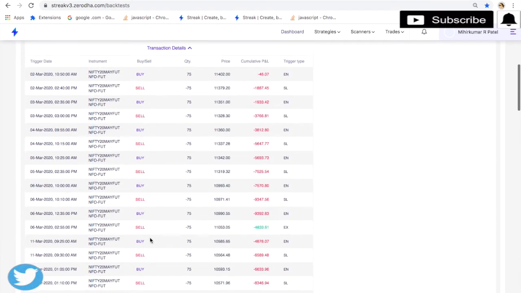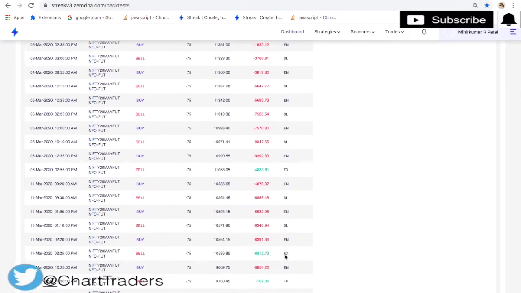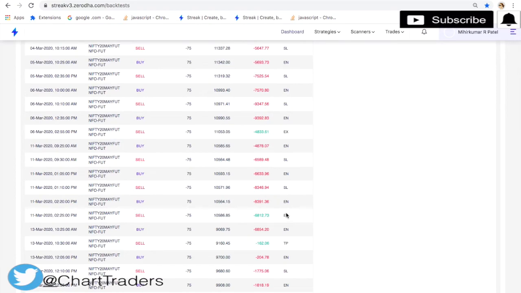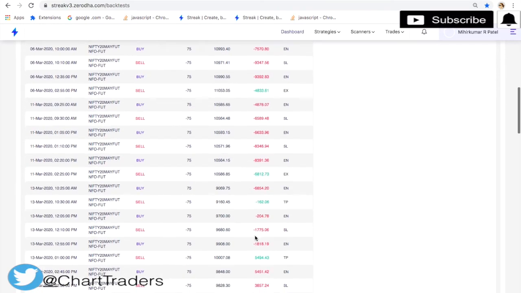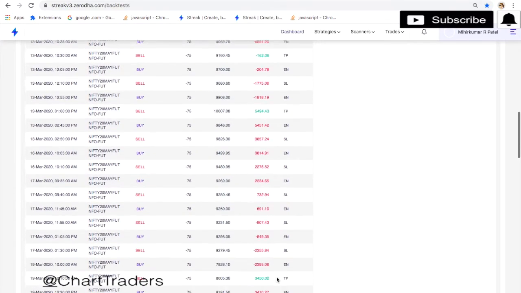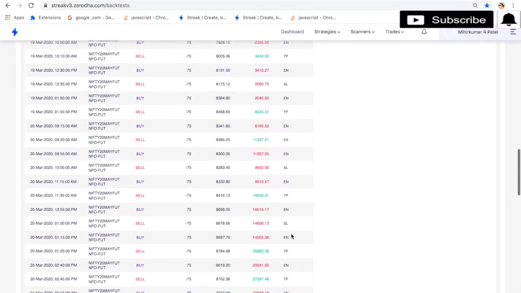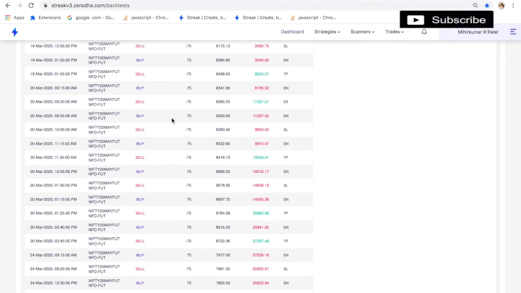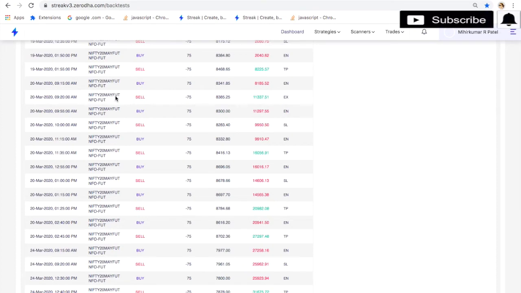You can even see here the transaction history. EN means entry point, SL means stop loss, TP means target, and EX means exit. EX means your exit based on your exit condition, that is the trailing stop loss.